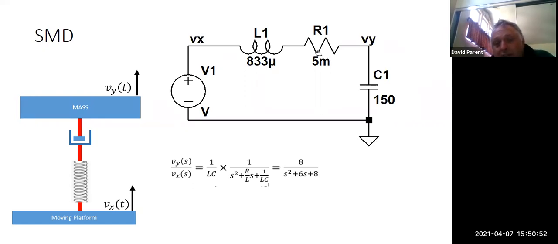So for this example, R is 5 milliohms. The inductor is 833 microhenries, and the capacitor is 150. So these aren't standard values that you would find in your kit, but we're simulating a mass damper and a spring, not an RLC circuit. All right, so once we solve for everything, that's our transfer function.